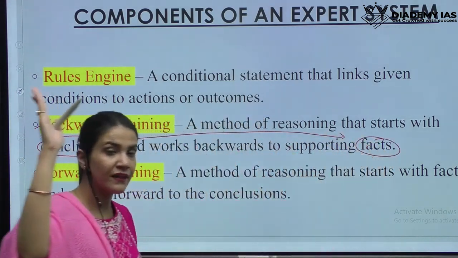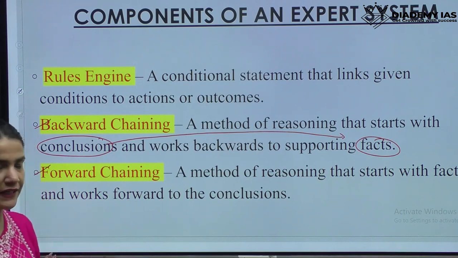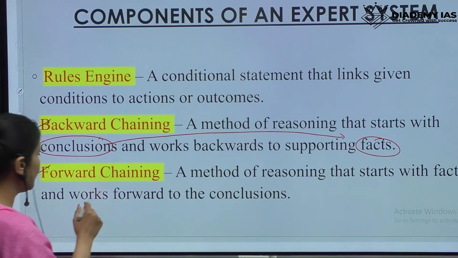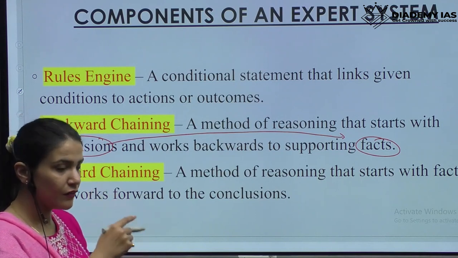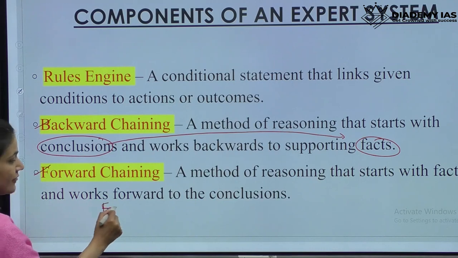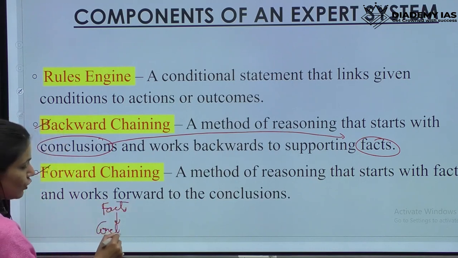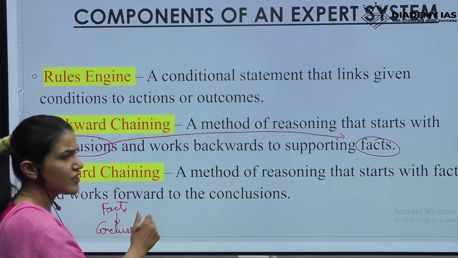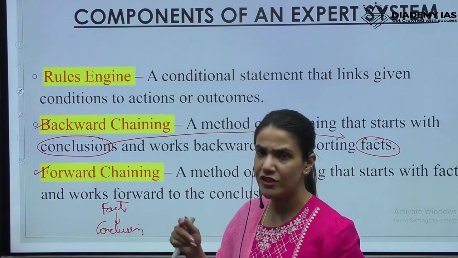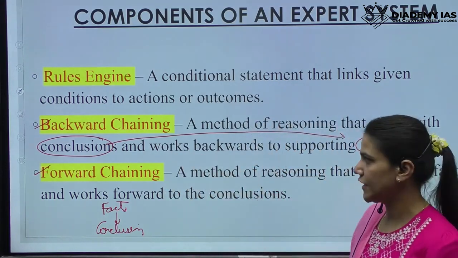And facts are something that I told you in the beginning of the session, they are the raw data that is available. In forward chaining, we go in the top to bottom approach. First we have facts and then we go on to the conclusion. That's why it is called forward chaining. Forward chaining is basically the step-by-step procedure that is followed, right? That is why it is considered a part of backward and forward chaining.